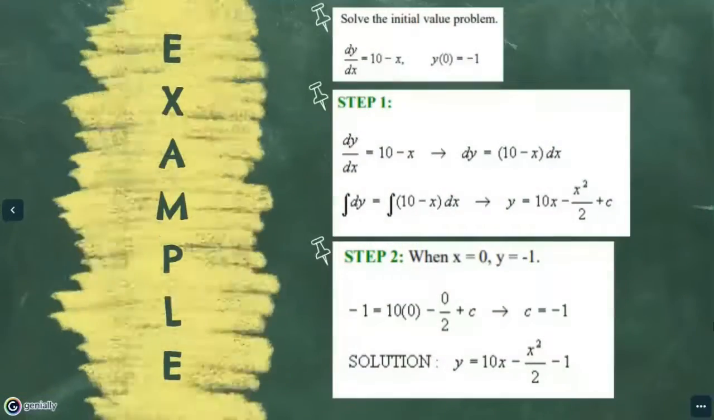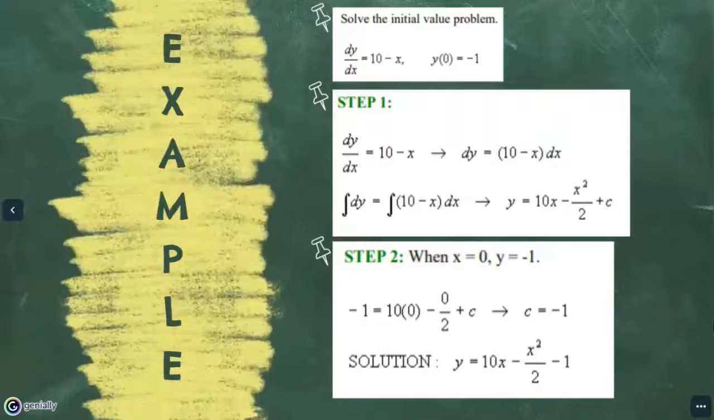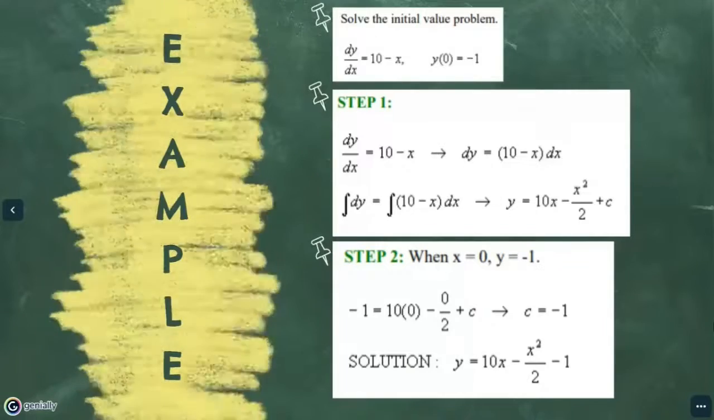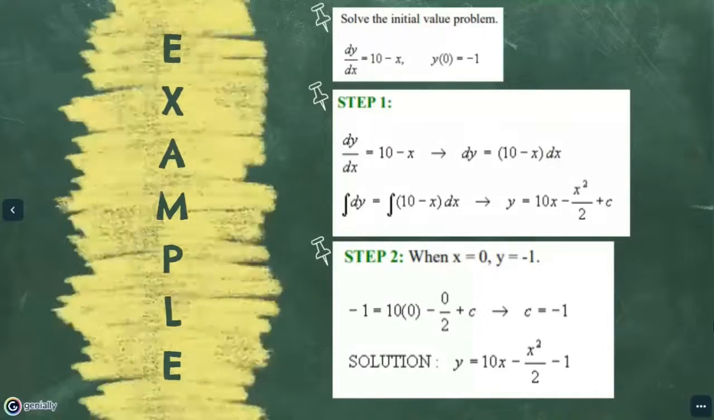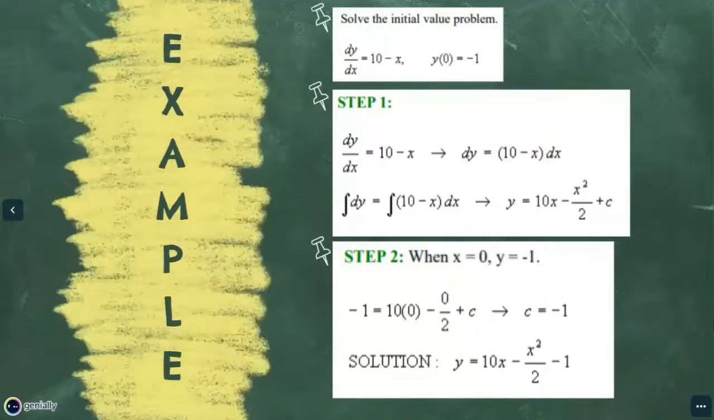So this is the example. Solve the initial value problem. This is the given equation: dy over dx is equal to 10 minus x, and the initial condition is y of 0 is equal to negative 1. Again, using step 1, we must come up with the general solution. So dy over dx is equal to 10 minus x, so dy is equal to 10 minus x dx. Integrating, we have the final outcome of y is equal to 10x minus x squared over 2 plus c.